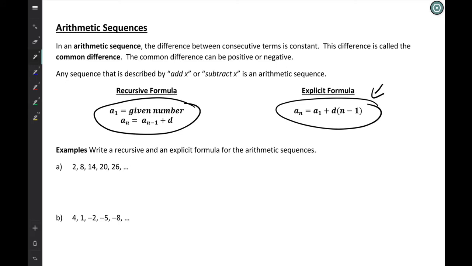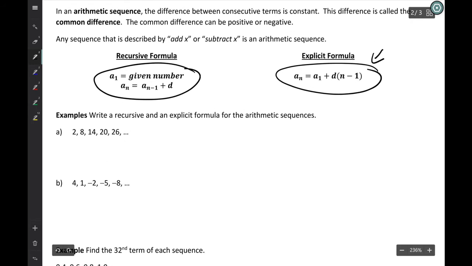Let's write both a recursive and an explicit formula for the arithmetic sequences. I'm going to start with my recursive formula. So start with stating the first term. A sub 1 is 2. Then say the nth term. A sub n is equal to the term before a sub n, so a sub n minus 1, plus the common difference. And in this case, my common difference is 6.